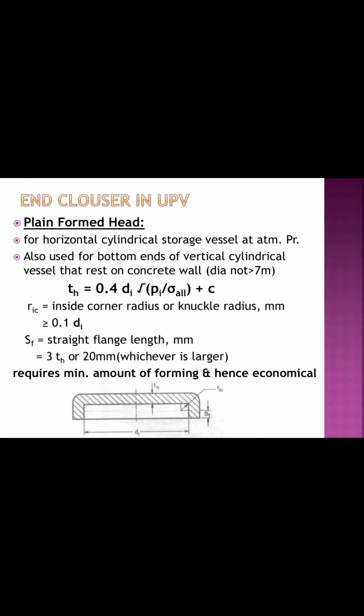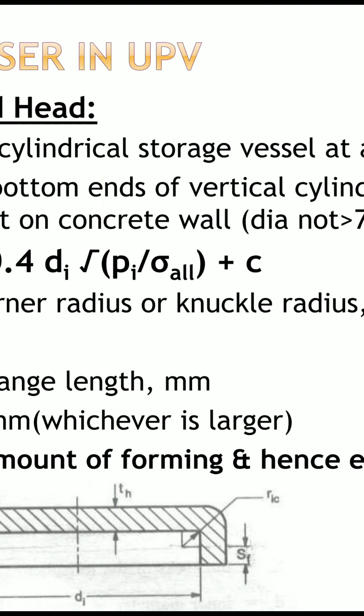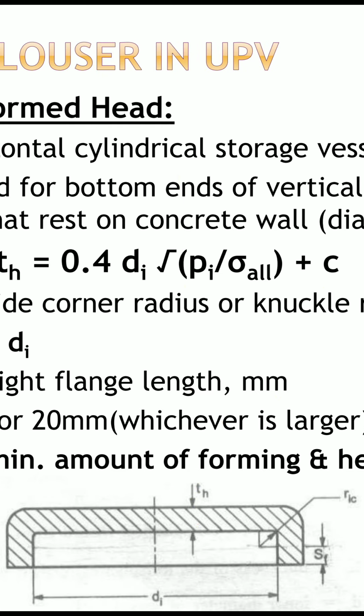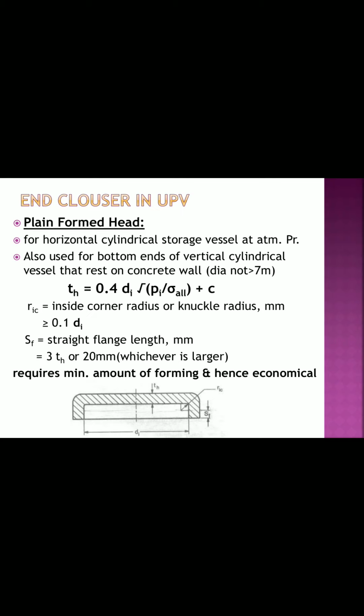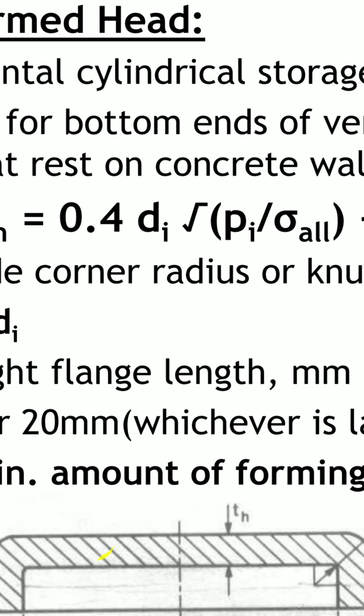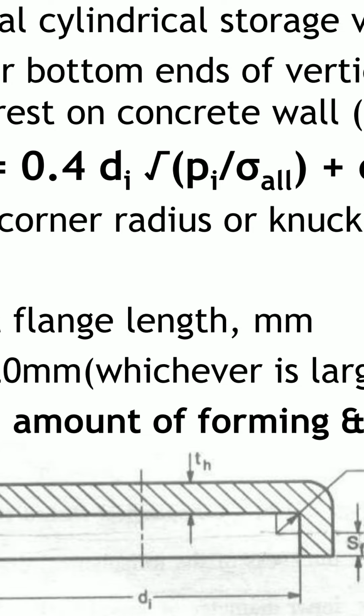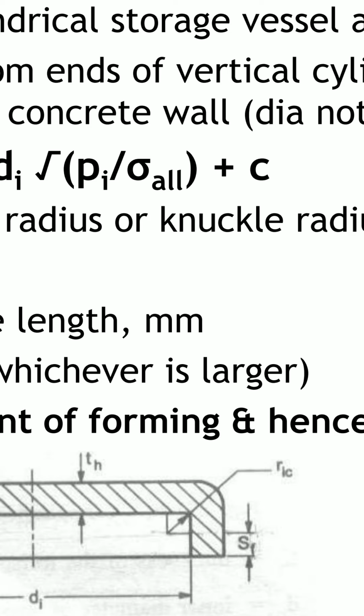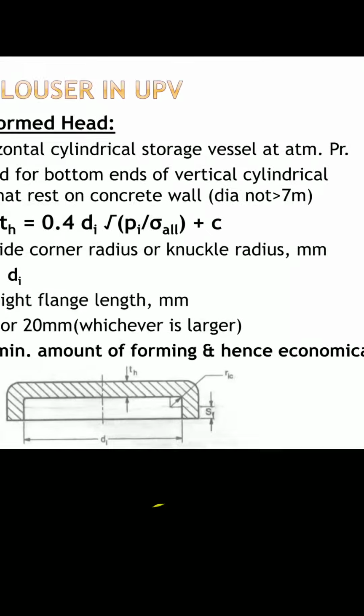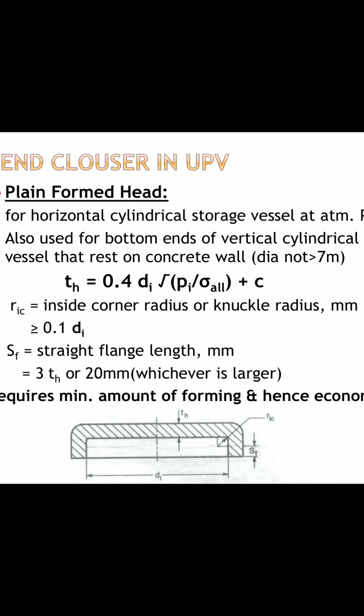So let us discuss the enclosures in case of pressure vessel. The first is the plain form head. All the students, please observe the figure carefully. You can see here the thickness of head is shown by TH, the internal diameter DI, then RIC, that is the inner corner radius, and SF is going to be the straight flange length.